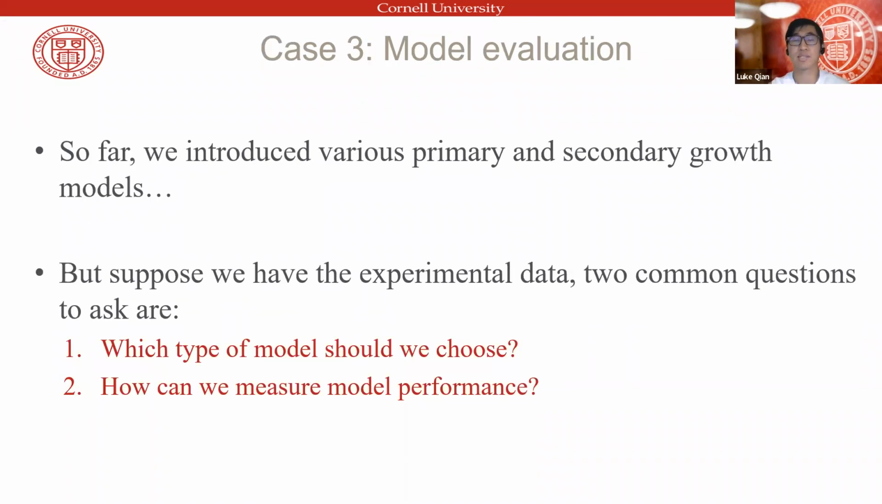In the previous two examples, I simplified things a little bit by selecting one type of model for you, but in reality, there are multiple types of primary model as well as multiple types of secondary model, and you will have to choose which one to use by yourself. But how do we do that? One type of question typically associated with this are, which type of model should we choose? How can we measure model performance?